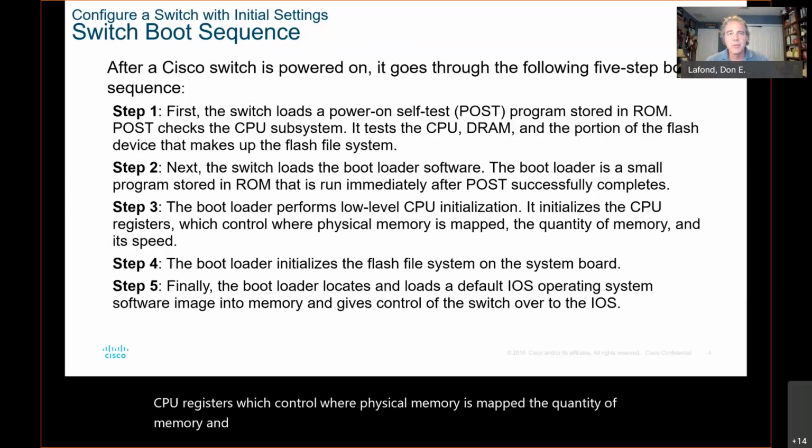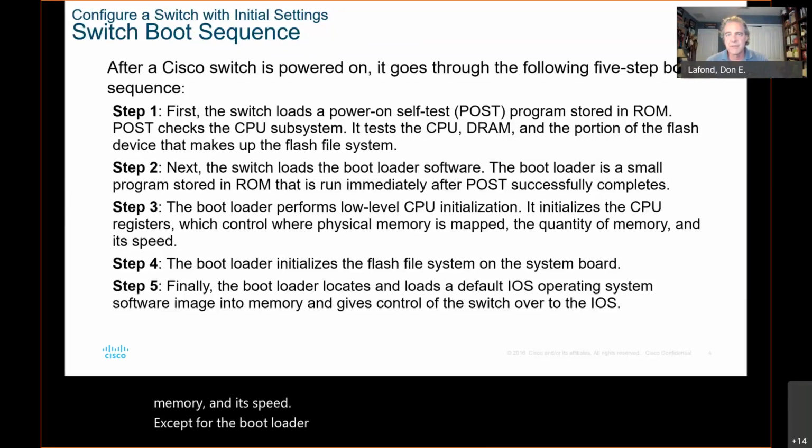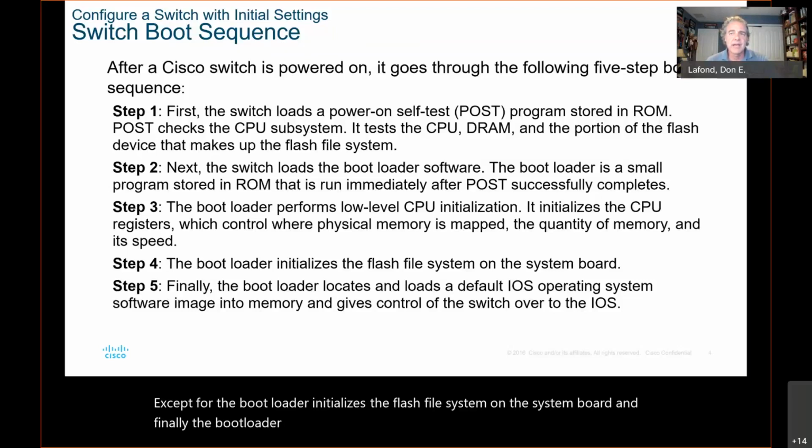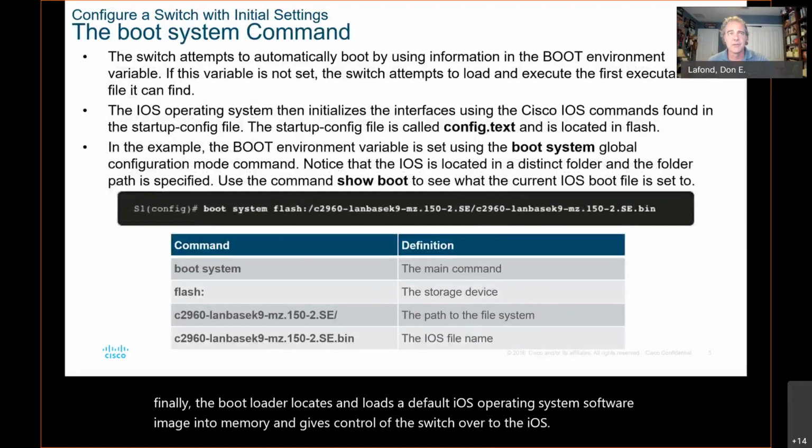Step 4, the bootloader initializes the flash file system on the system board. And finally, the bootloader locates and loads a default IOS operating system software image into memory and gives control of the switch over to the Cisco IOS.